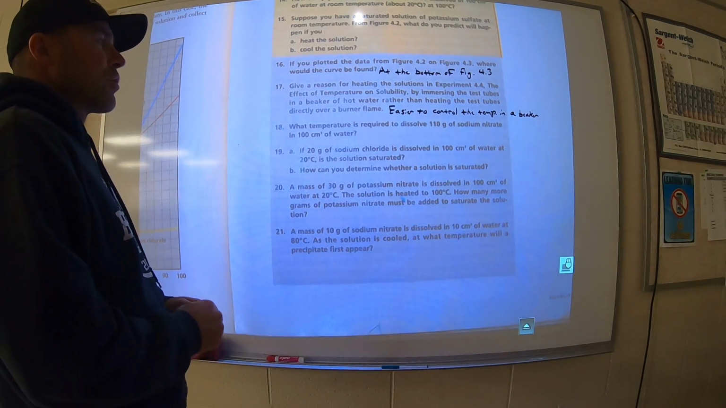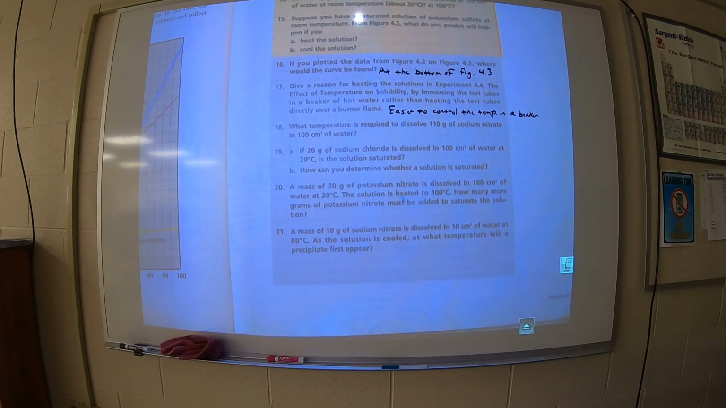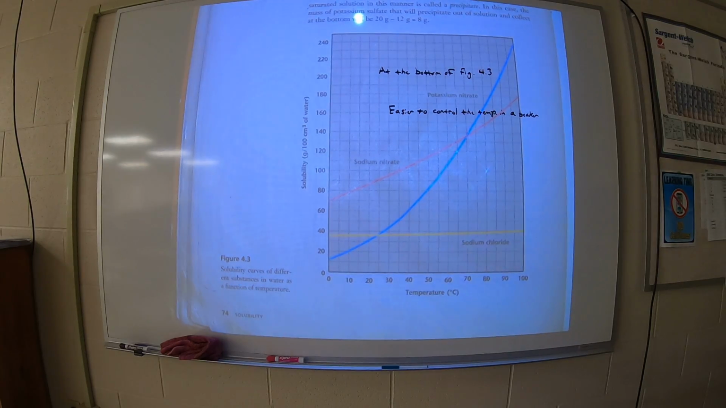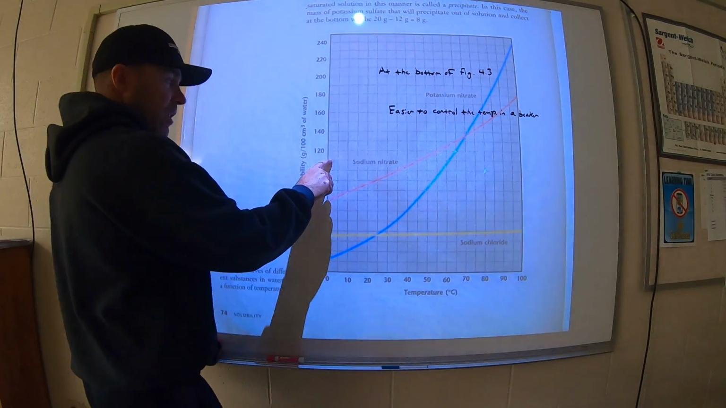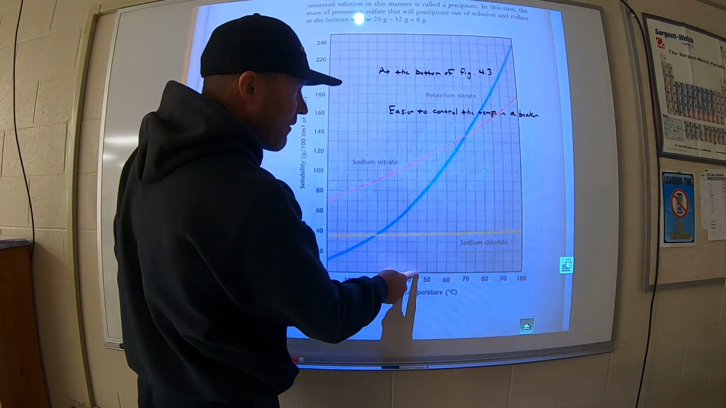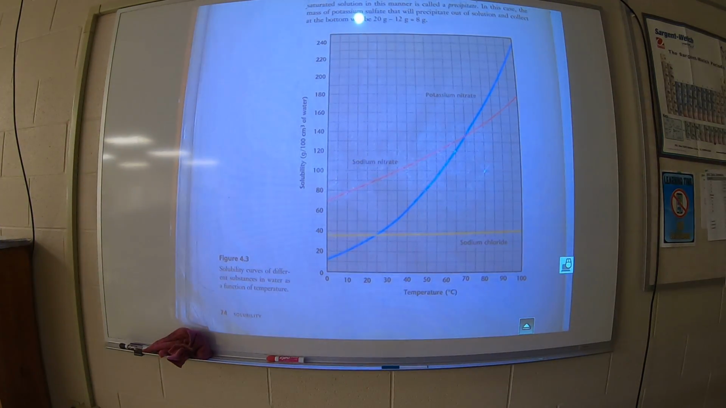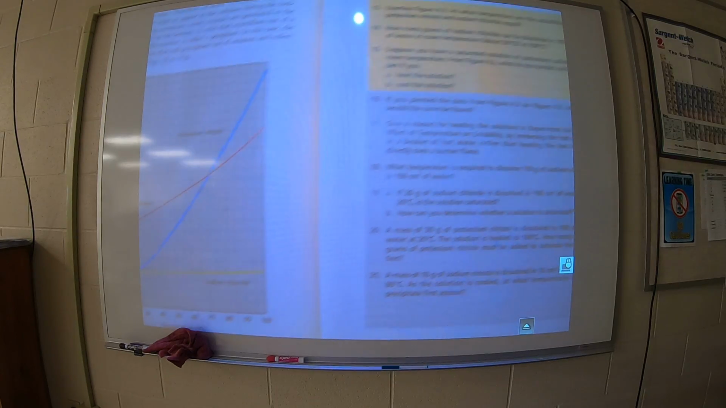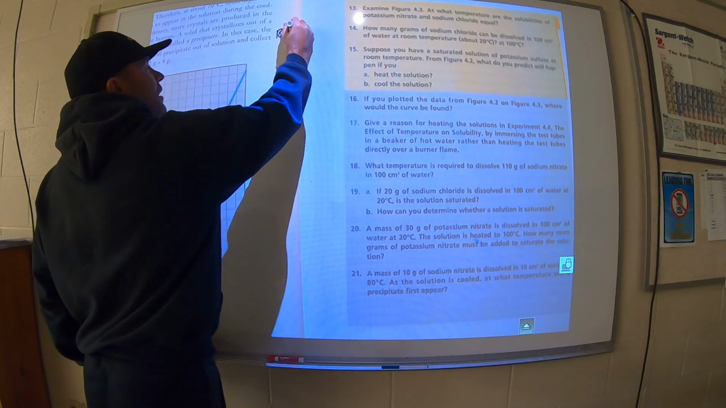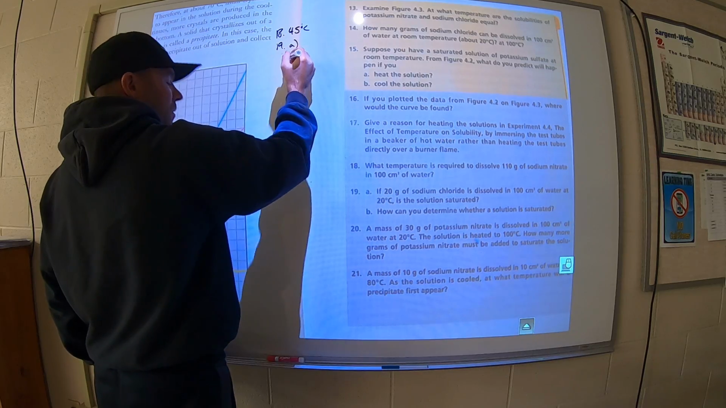Number 18, what temperature is required to dissolve 110 grams of sodium nitrate in 100 cubic centimeters of water? So let's look at this graph again. And let's just find 110 grams and see where it intersects the line. It intersects it right here. Sodium nitrate's the pink line, right there at about 45 degrees Celsius. So I'm going to erase this. And the answer to 18, I'll put it up here, is 45 degrees Celsius.